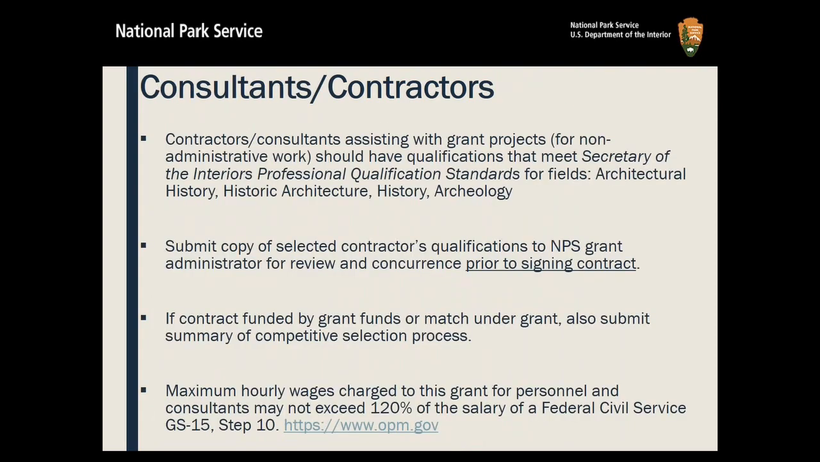So now we're going to talk about consultants and contractors. They are people who are assisting with the grant project, and they must have qualifications that meet the Secretary of Interior's standards for professional qualifications. The fields covered are architecture, history, historic architecture, and archaeology. And what these qualifications do is they lay out the amount of experience and type of knowledge that these people have to have.